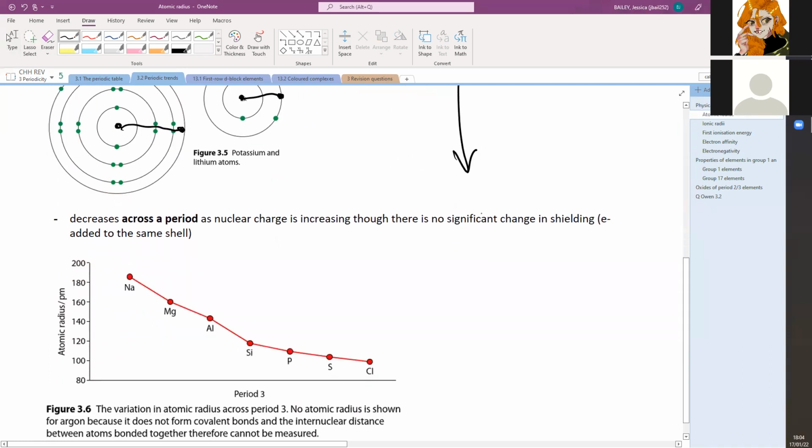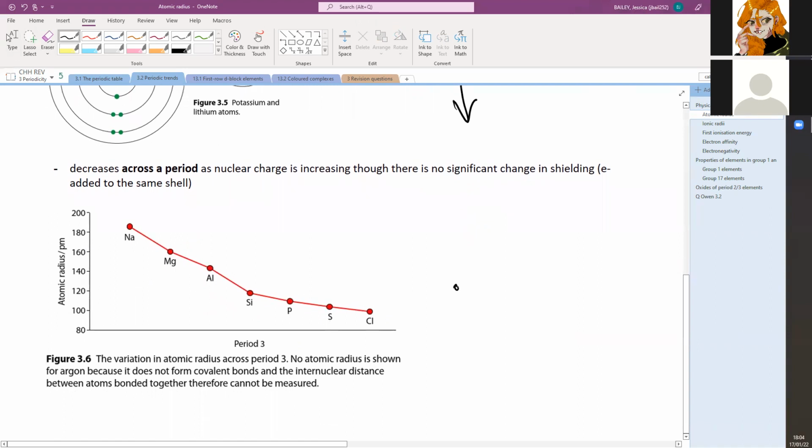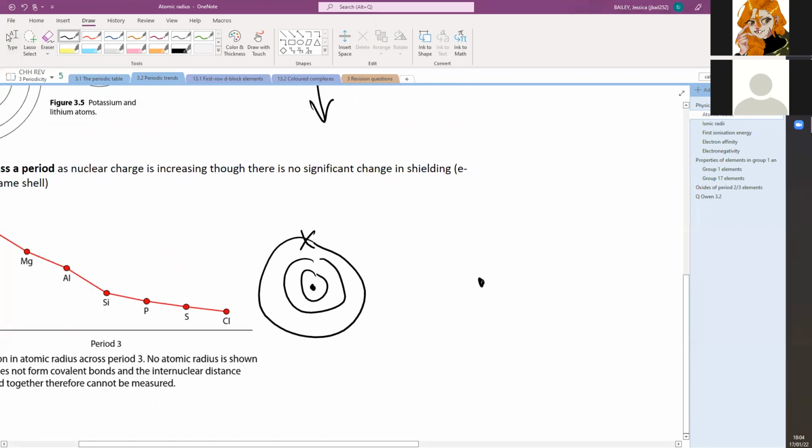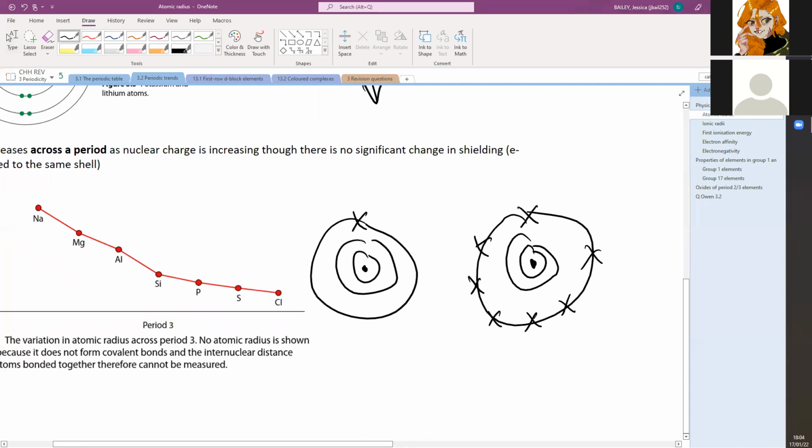And as you go across a period, it decreases because your nuclear charge is increasing, but there's no change in the shielding. So if I drew sodium, it'd look like this. And you can pretend all the inner ones are filled in. I can't be bothered to do those. But if I did chlorine, then it would look like this. 5, 6, 7. And so your effective nuclear charge here is, well, sodium has an atomic number of 11 and chlorine has an atomic number of 17.